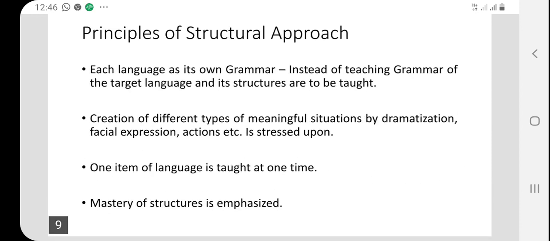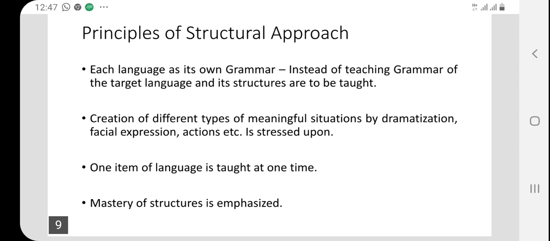Then we have the last one, principles of the structural approach. Each language has its own grammar, but Chomsky says that there is a universal grammar, that all languages are the same. That is another topic in our descriptive linguistics. But as we say, I go to university: I is the subject, go is the verb, and university is the object. Subject, verb, and object. In Urdu we say, मैं यूनिवर्सिटी जाता हूँ. मैं is the subject, university is the object, and जाता हूँ is the verb.